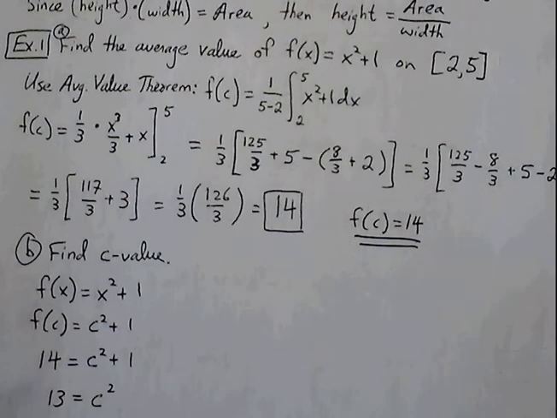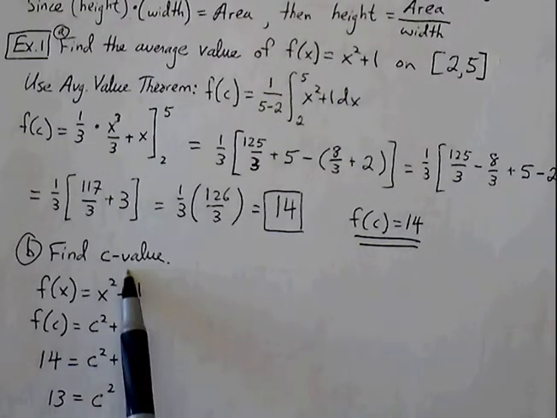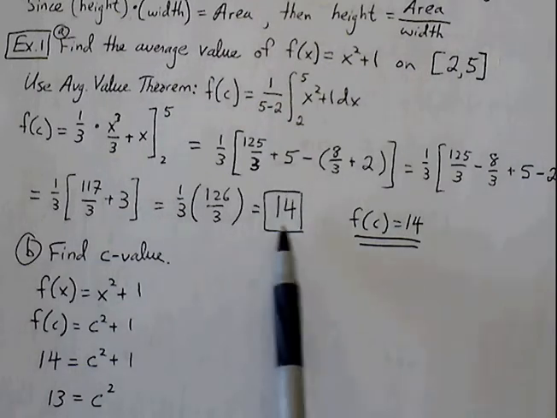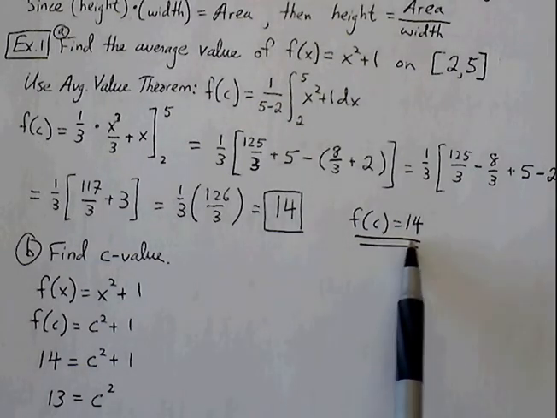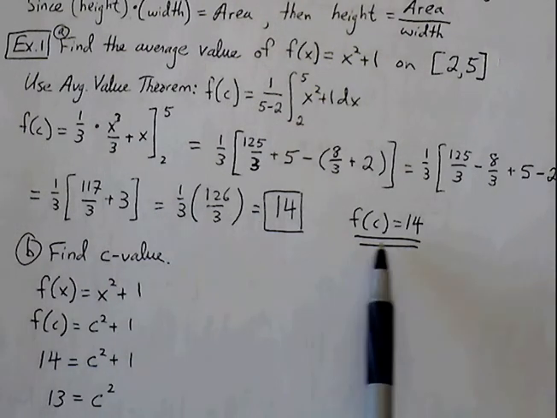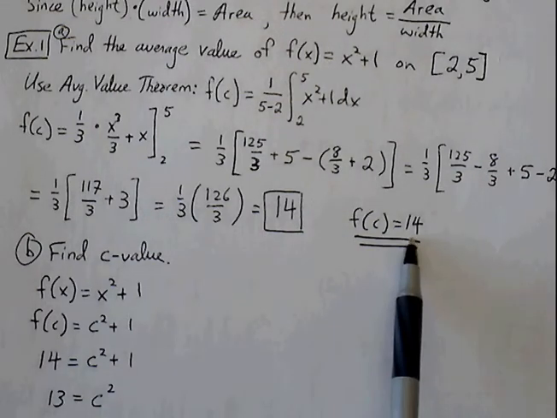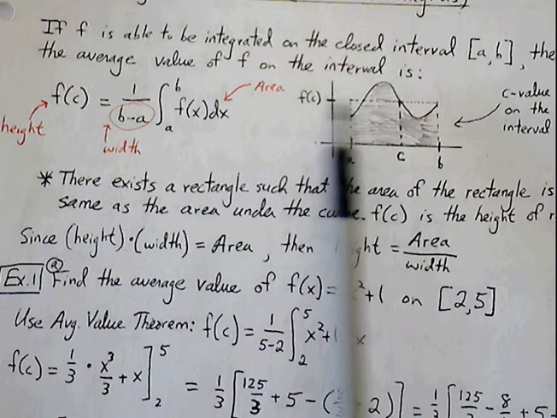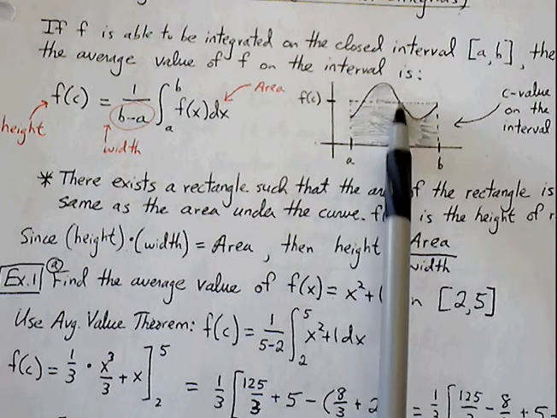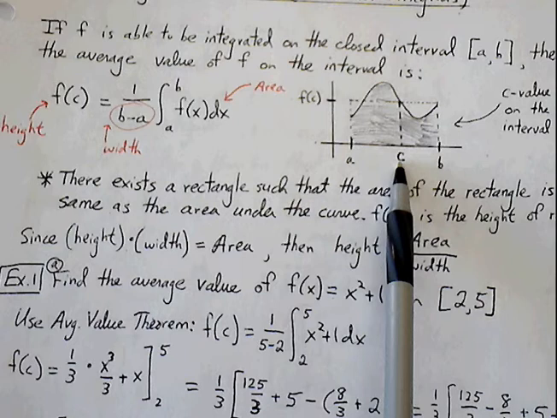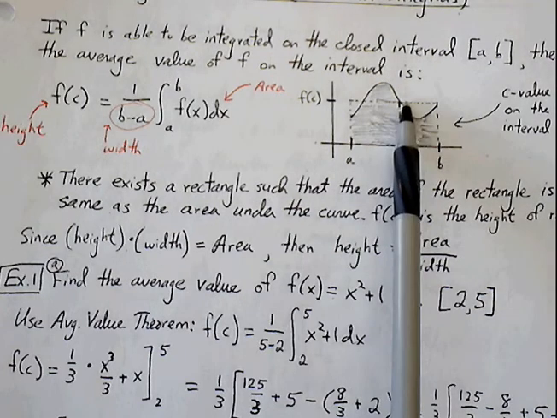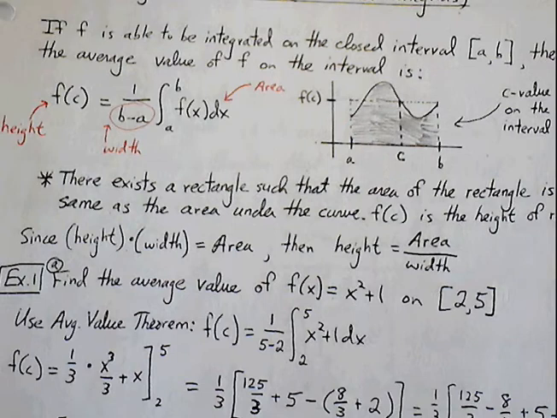Now the second part says find the c value. What the c value tells us is we know that the graph is going to cross 14 at some point, because 14 is the average height. So it's asking, at what x value is the graph going to cross this y value of 14, which is the average height? Here in the diagram, let's say the average height, f of c, is equal to 14, so we want to find out when the graph is going to cross that 14. And when we solve for x, we can find the location where the graph is going to hit that average height.